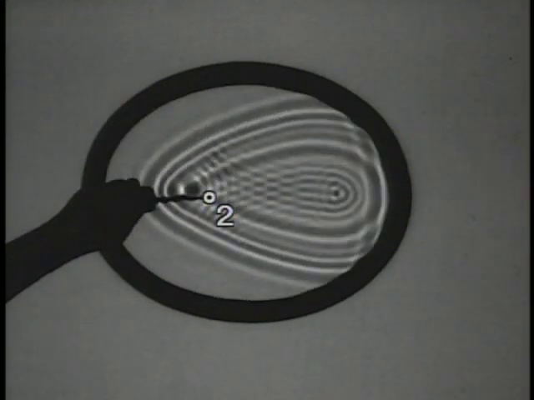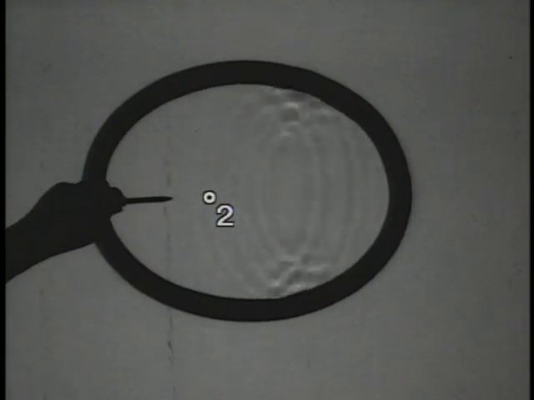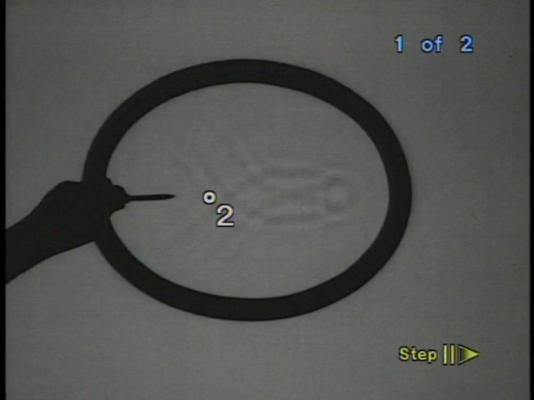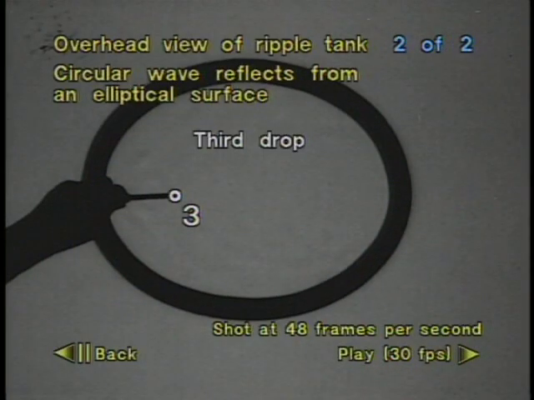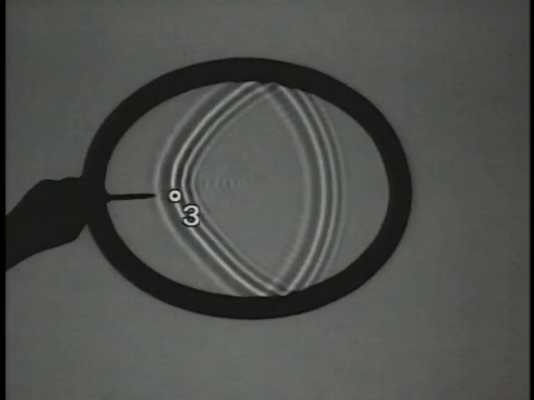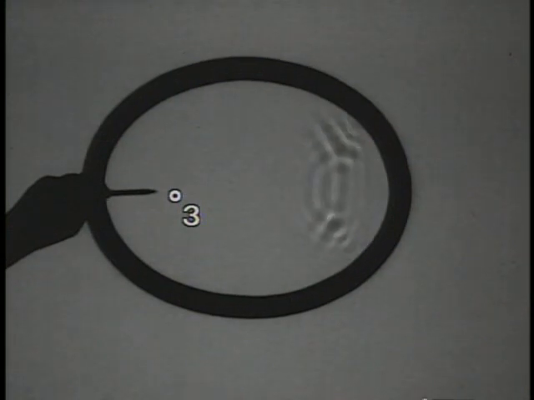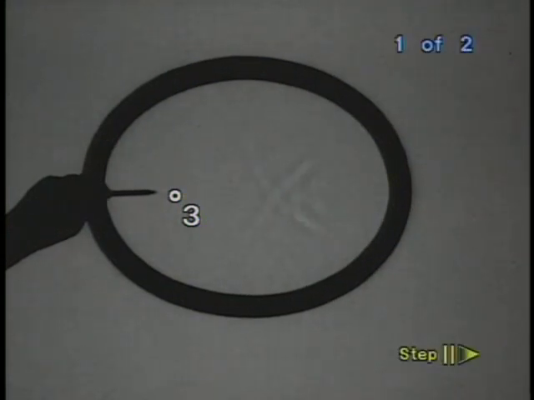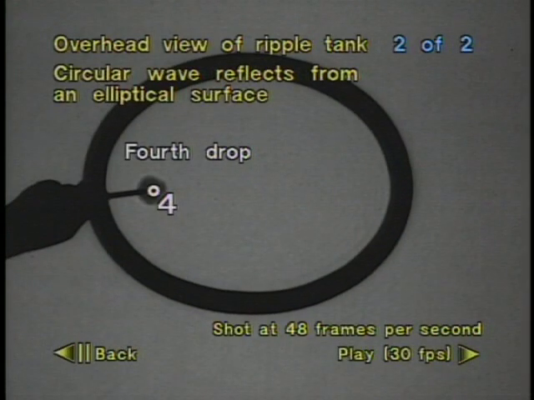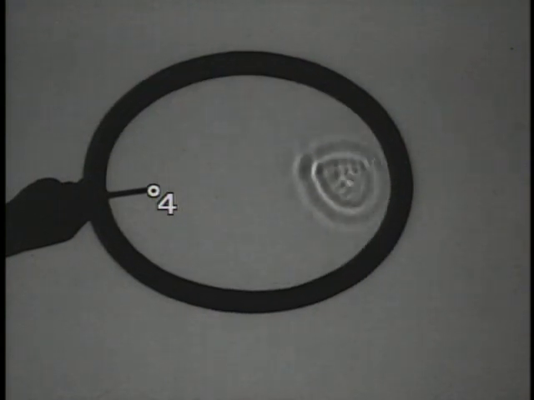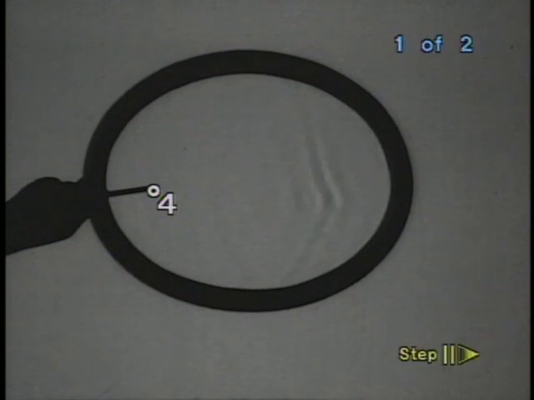This circular wave did not start at one focal point of the ellipse. Notice the reflected waves. As the source is moved nearer a focal point, the reflected waves more nearly converge at the other. This circular wave is generated at one focal point and converges to the other.